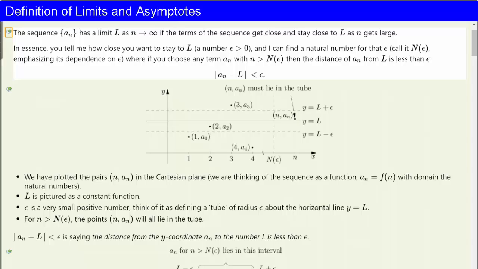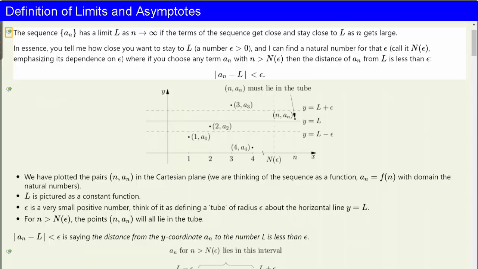We say that the sequence a_n has a limit L as n tends to infinity if the terms of the sequence get close and stay close to L as n gets large. You tell me how close you want to stay to L. That is, give me a number epsilon greater than 0, and I must convince you that if you go far enough, I can find a natural number for that epsilon, call it capital N sub epsilon, emphasizing that it depends on epsilon. And then if you choose any term a_n with n greater than N sub epsilon, the distance of a_n from L is less than your estimate of epsilon.